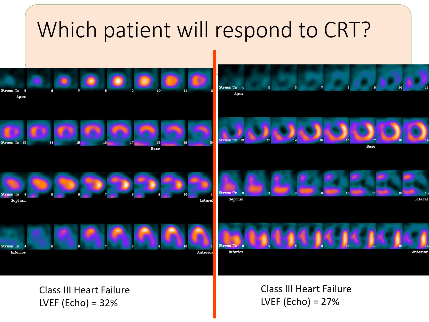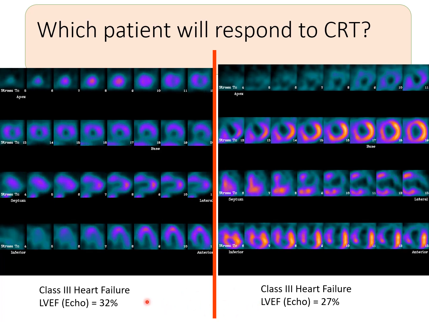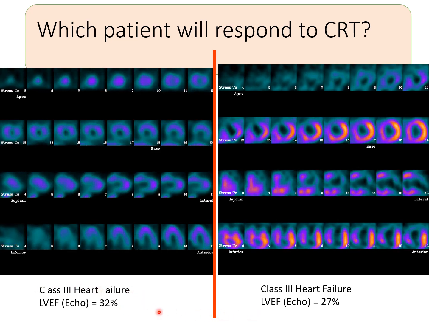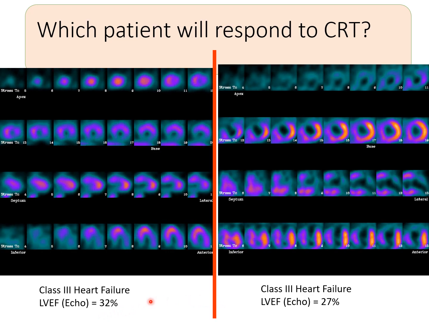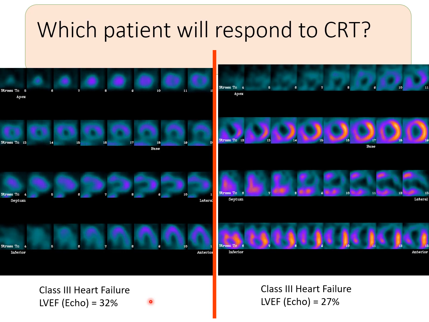Now, in terms of that, let's look at these two patients. So from the point of view of demographics, these patients look very similar. They're both in heart failure class 3. The EF is less than 35 measured by echo on both. But the question is, would both respond? And if one doesn't respond, why would they not respond?